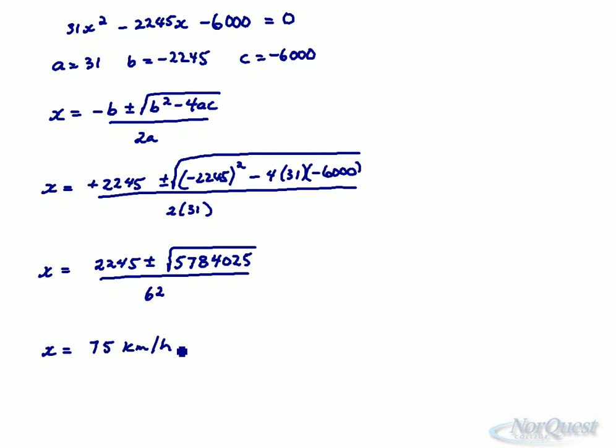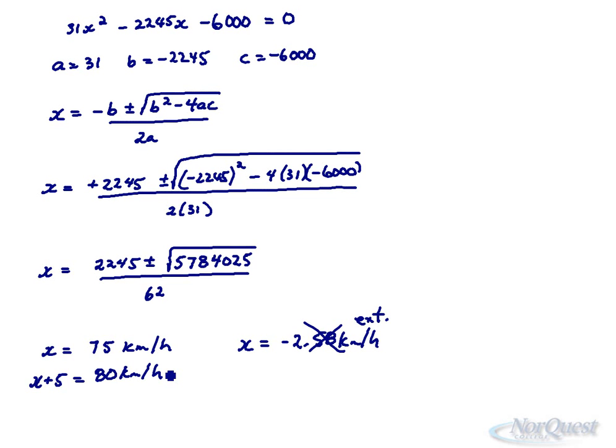This could have been factored. I would have never figured that factor out, but it could have been factored because it divides out nicely. The other solution is 2245 minus the square root of 5784025. Enter, you get negative 160 divided by 62, and you get negative 2.58 kilometers per hour, which doesn't make sense. So we'll cross that one out. That doesn't make sense to the question. Now that was the speed there. X plus 5 is our return speed. So that was 80 kilometers per hour.